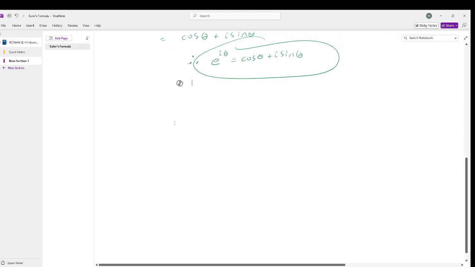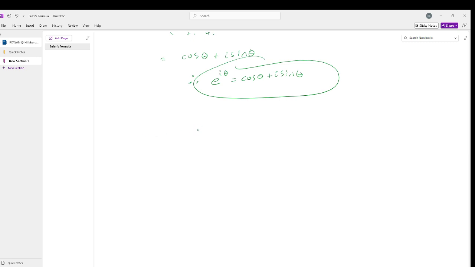Now, another result we can get from this is one of the most beautiful formulas in all of mathematics, and that's when we plug in pi for theta, we get e to the i pi equals cosine of pi plus i sine of pi. Now sine of pi is 0, so this is just going to go away. Cosine of pi is negative 1, of course. If we look at the unit circle, it's all the way negative 1. So we get e to the pi times i equals negative 1. Now, if we add 1 to both sides, we get e to the pi i plus 1 equals 0.